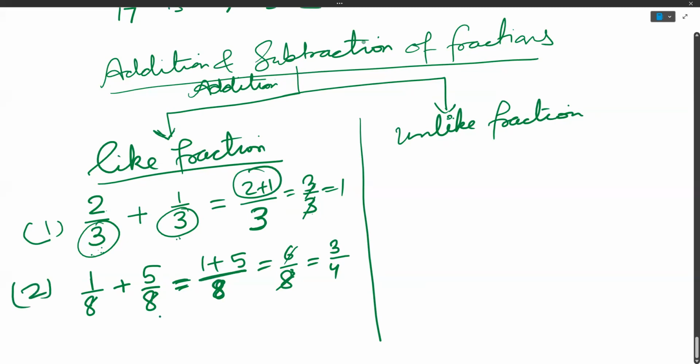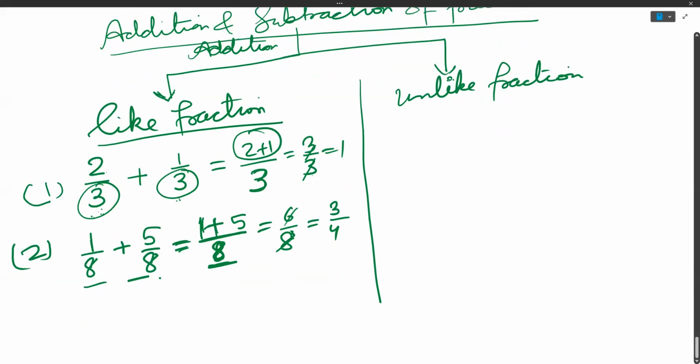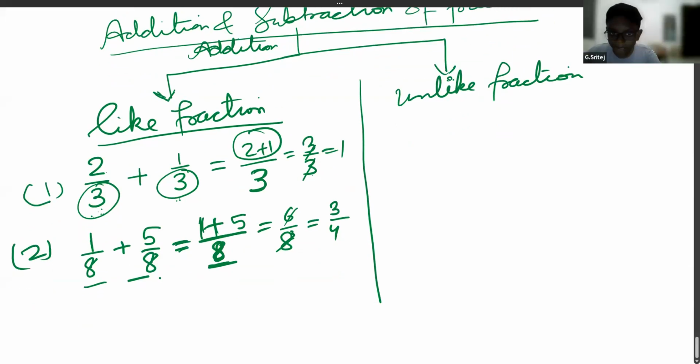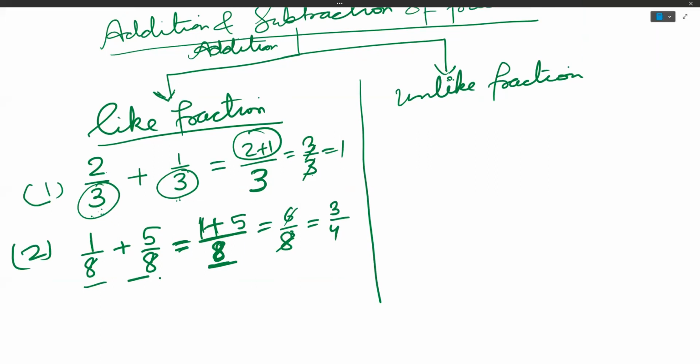Okay. Second example, 1 by 8 plus 5 by 8. Write the denominator same. Add both the numerators. Don't add the denominator, children. Denominator will be same. So 5 plus 1, 6 by 8. That is 3 by 4. Ma'am, and for unlike fractions, if the denominator is different, we have to do LCM.